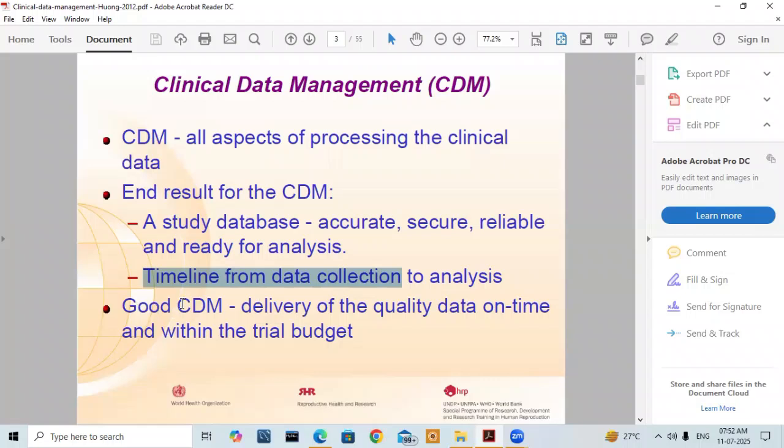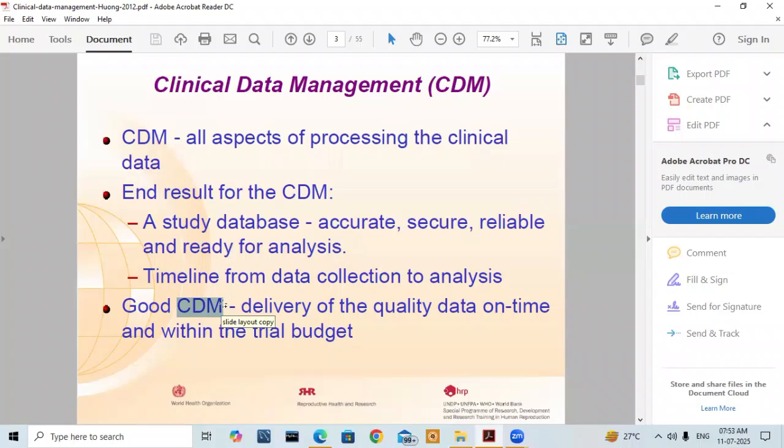Next, during entry of the data, you should follow good clinical data management practices. If you remember, I told you that for the clinical trial we use the term good clinical practices, GCP. But here we call it good clinical data management practices.